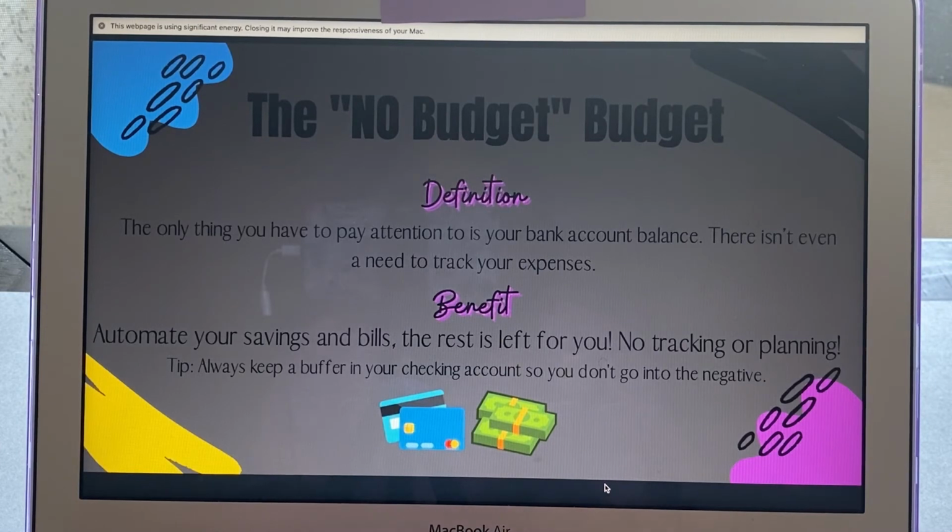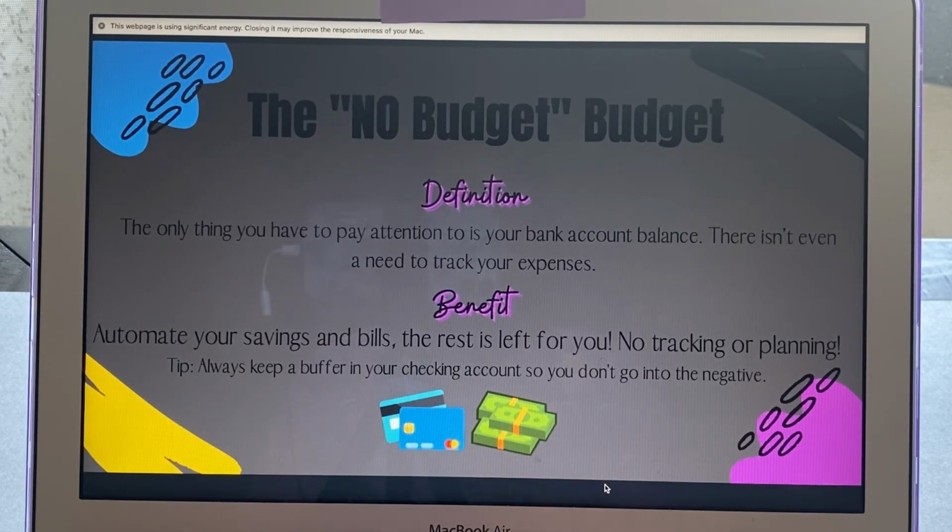And the last one for my top 5 is the no budget budget. Yes, people, this is the thing. I know my boyfriend uses it, I know my sister uses it, and my brother definitely uses it, and my mom. So this is, I think, one of the most popular things that people don't realize they're doing.